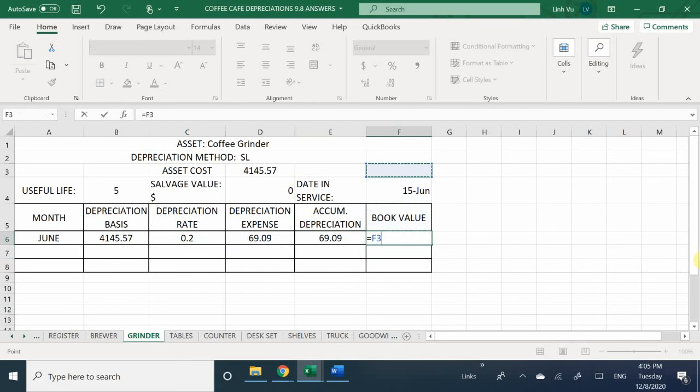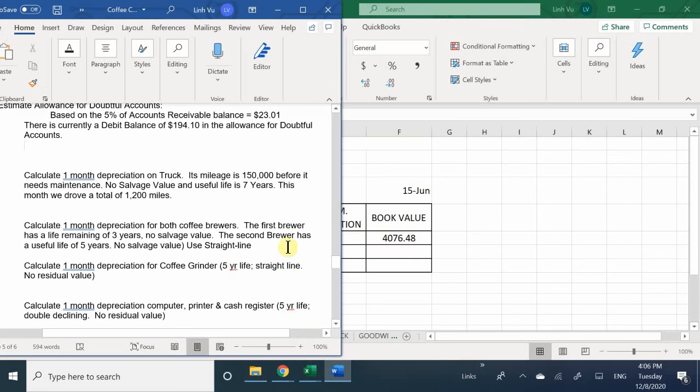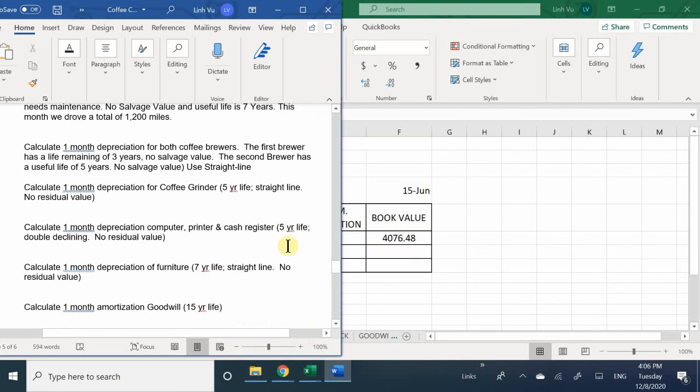So what is my book value going to be? The book value is the cost of asset minus the accumulated depreciation. So, that minus this. That is a total of $4,076.48. Good. Okay. All right. What is next?